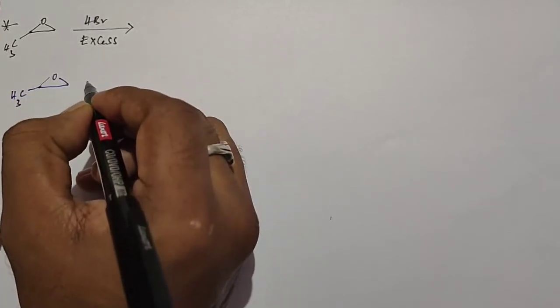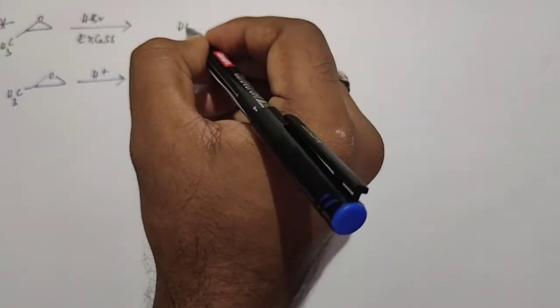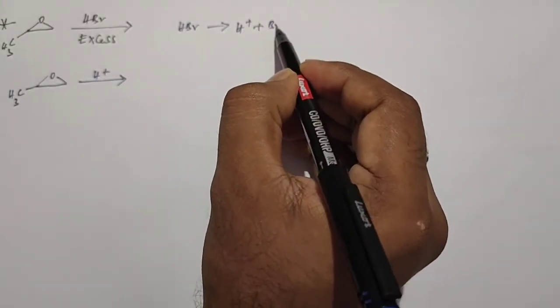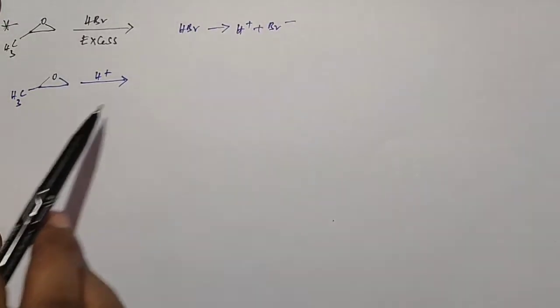So this is the initial compound. When it reacts with H plus ion. So actually hydrogen bromide will be present like H plus and Br minus. Hydrogen bromide can be present like H plus plus Br minus. So the H plus can initiate the reaction.